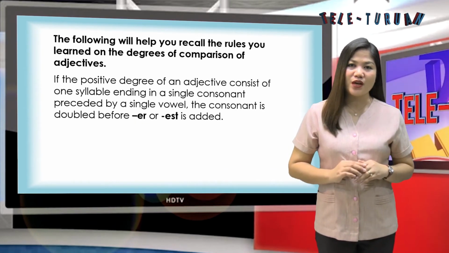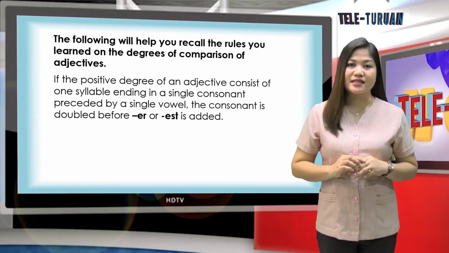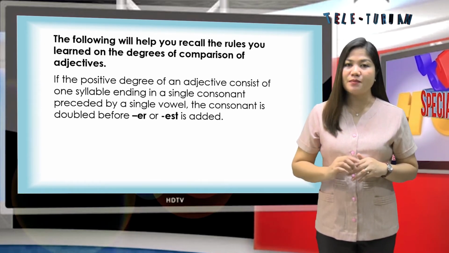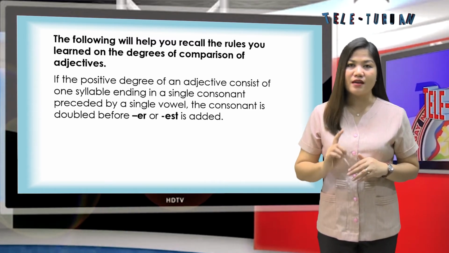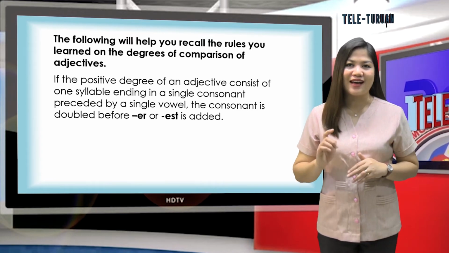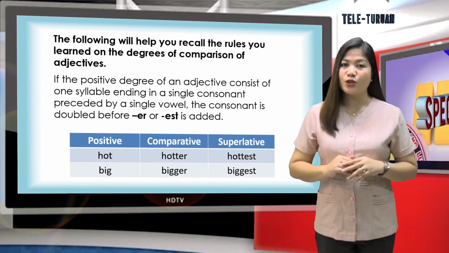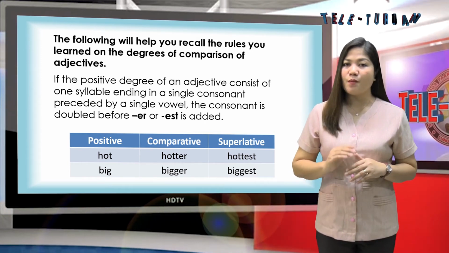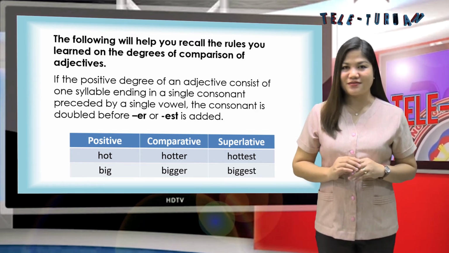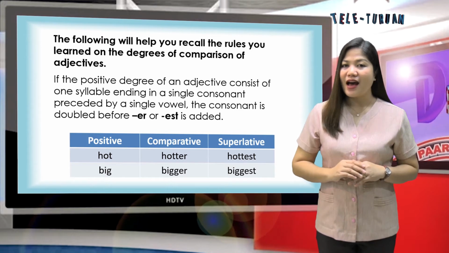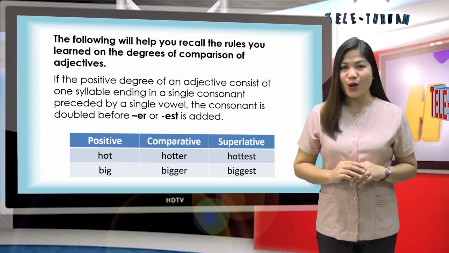If the positive degree of an adjective consists of one syllable ending in a single consonant preceded by a single vowel, the consonant is doubled before er or est is added. Let us study this chart. The first column is the positive form, comparative in the second column, and in the third column is superlative. Hot, hotter, hottest. Big, bigger, biggest.